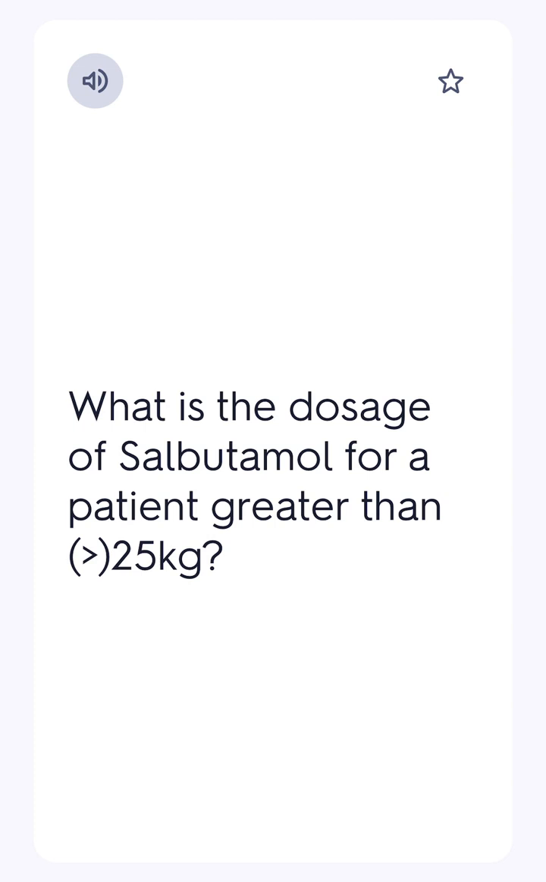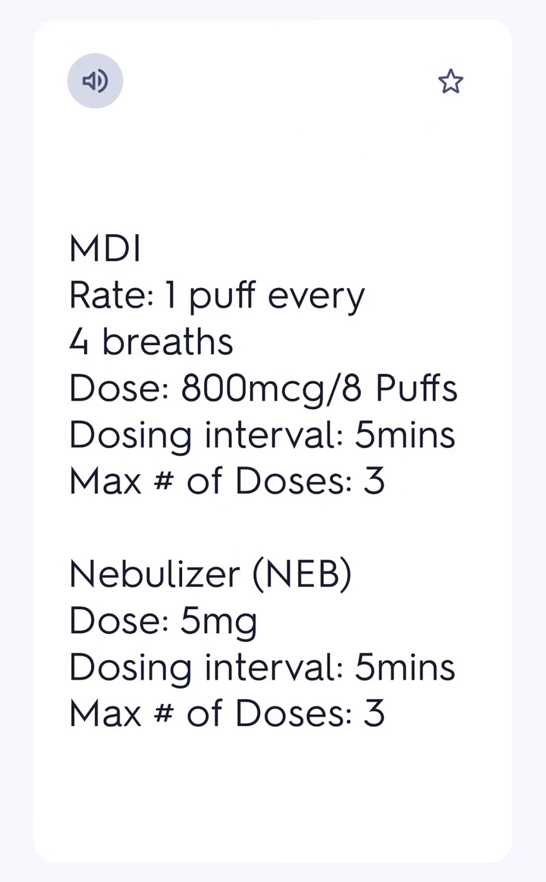What is the dosage of salbutamol for a patient greater than 25 kilograms? MDI: rate, 1 puff every 4 breaths; dose, 800 mcg/8 puffs; dosing interval, 5 minutes; max number of doses, 3. Nebulizer: dose, 5 mg; dosing interval, 5 minutes; max number of doses, 3.